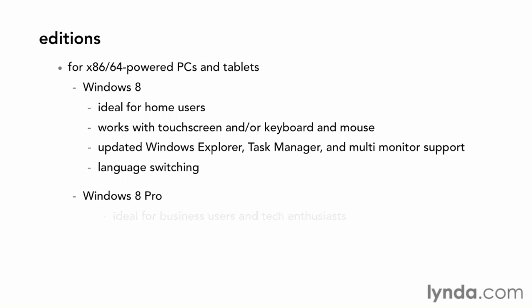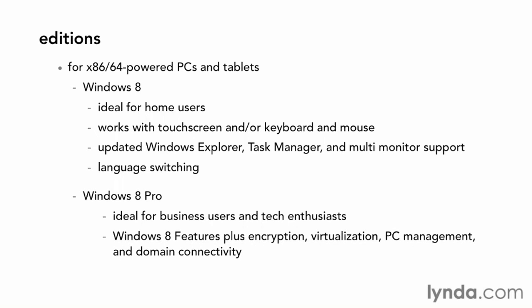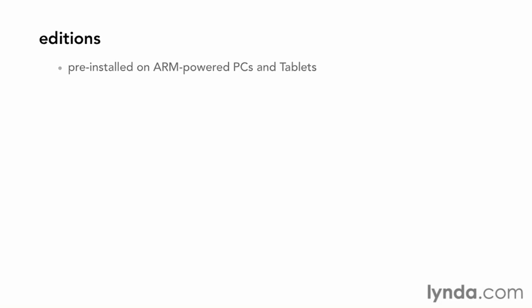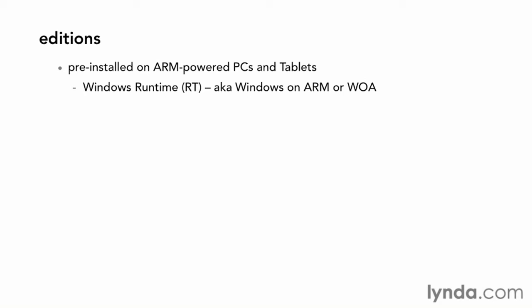Windows 8 Pro is ideal for tech enthusiasts and business technical professionals who need a broader set of Windows 8 technologies. It includes all the features in Windows 8, plus features for encryption, virtualization, PC management, and domain connectivity. Also, the Windows Media Center is available as an economical media pack add-on to Windows 8 Pro. So, if you're an enthusiast or you want to use your PC in a business environment, you'll probably want Windows 8 Pro.